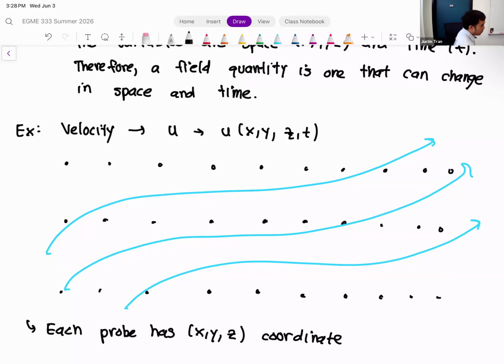All right, so that's the concept of field. The other thing that's important about the velocity field is the fact that velocity is not a scalar quantity. Velocity is actually a vector.